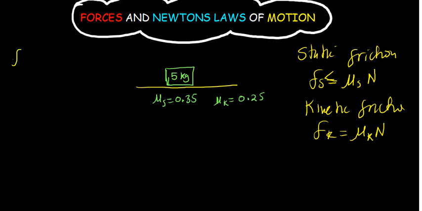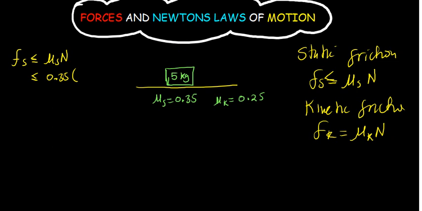Starting first with the static friction, it is going to be less than or equal to mu s multiplied by the normal force. Here this is going to be less than or equal to 0.35 times the normal force. How do you find the normal force? You look at the object. In this case, it's not moving. It's not going up or down. So the force going up, that's the normal force, should be equal to the force going down. Why? Because this thing is not going up or down. So in this case, the normal force is going to be equal to the weight force.